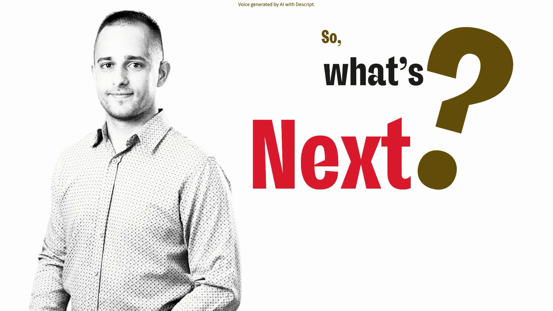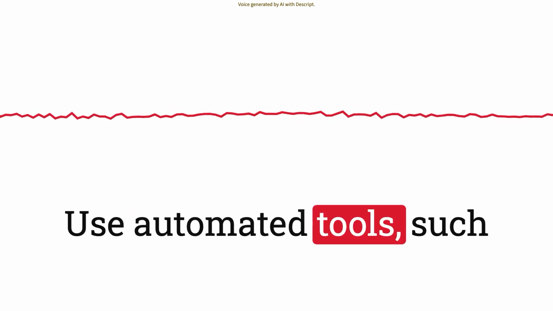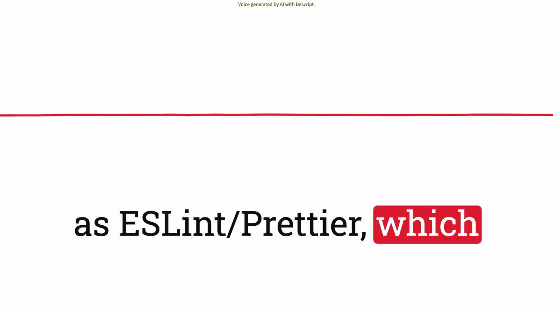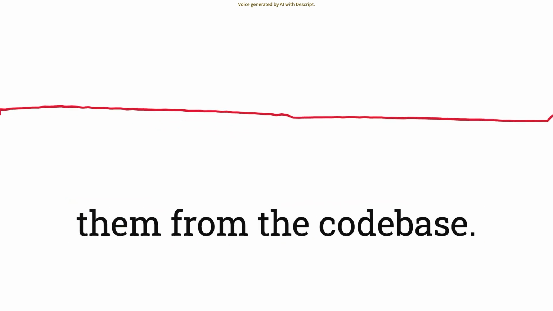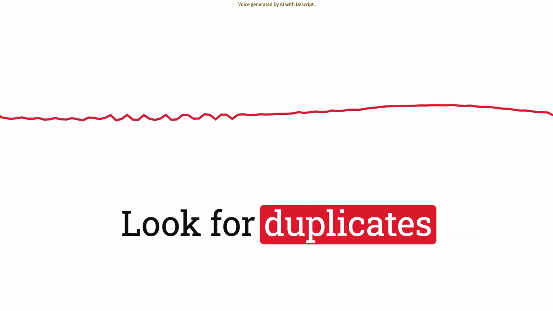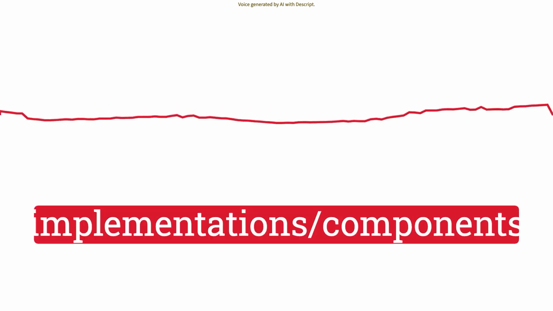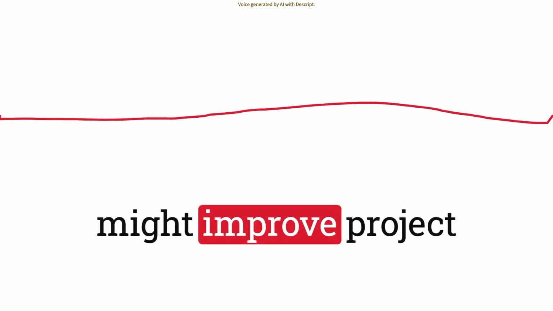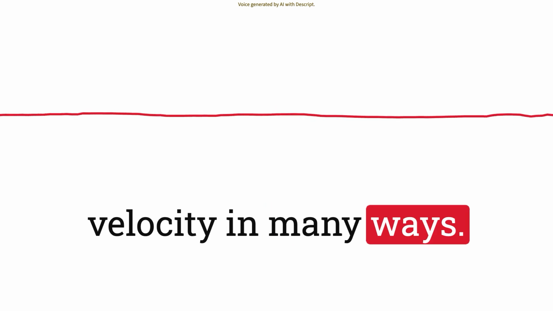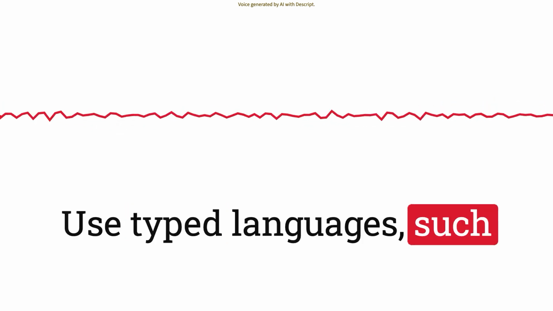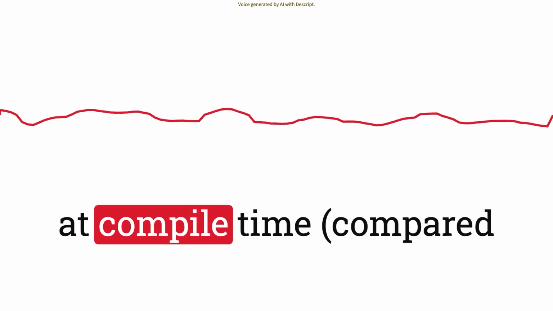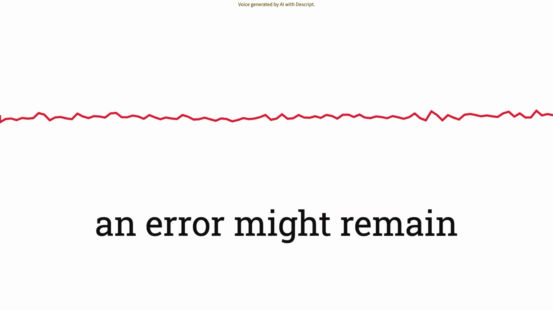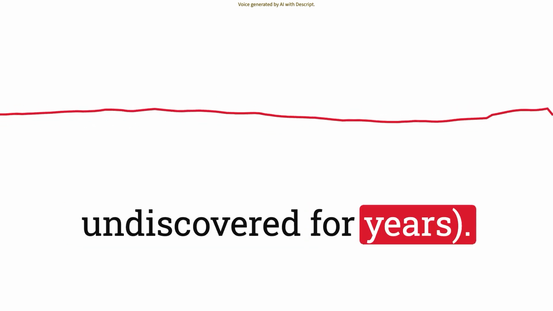So what's next? Use automated tools such as ESLint and Prettier, which can do the job for you. Look for occurrences of unused code and remove them from the codebase. Look for duplicates. Replacing them with single implementations or components might improve project velocity in many ways. Use typed languages, such as TypeScript or type annotations, to find errors at compile time compared to production, where such an error might remain undiscovered for years.